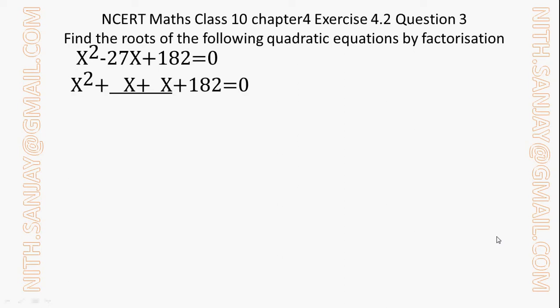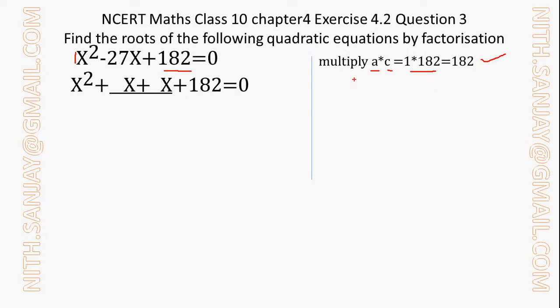When we solve any quadratic equation by the method of factorization, we split the middle term into two terms in such a way that their addition is equal to minus 27, which is the coefficient of x, and the multiplication of these two numbers should be equal to the multiplication of the coefficient of x square and this constant term, right? So now we will multiply a and c. Here a is the coefficient of x square, which is 1, and c is the constant term, which is 182.